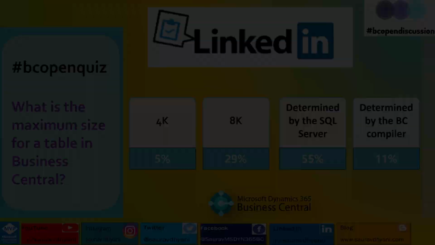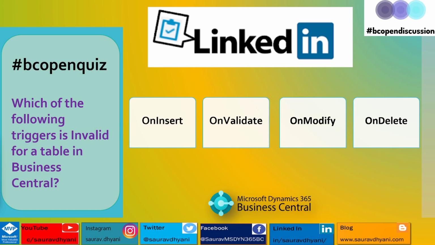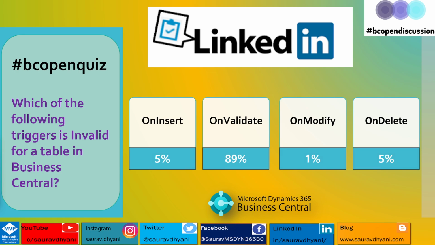Let's head to the next question, which is: which of the following triggers is invalid for a table in Business Central? The options were on insert, on validate, on modify, and on delete. To tell you the truth, I was a little bit surprised with the kind of responses that I got on this, so let's look at them. 5% of people who answered thought it is on insert. Just FYI, you're wrong, because on insert is a valid trigger for a table.